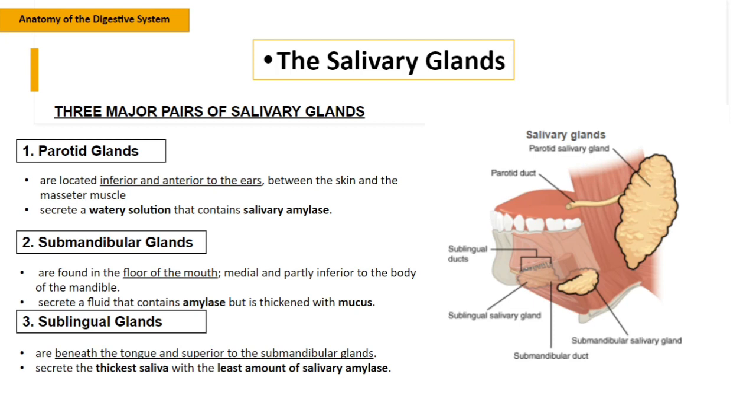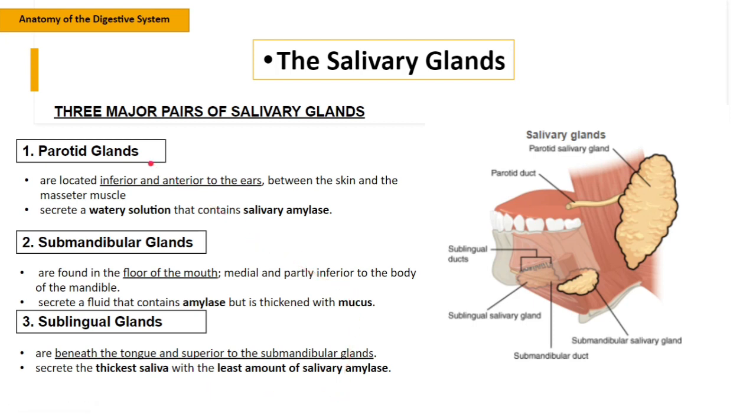The sublingual gland, here it is. The sublingual glands are beneath our tongue and superior to the submandibular gland, and it secretes the thickest saliva with the least amount of salivary amylase.